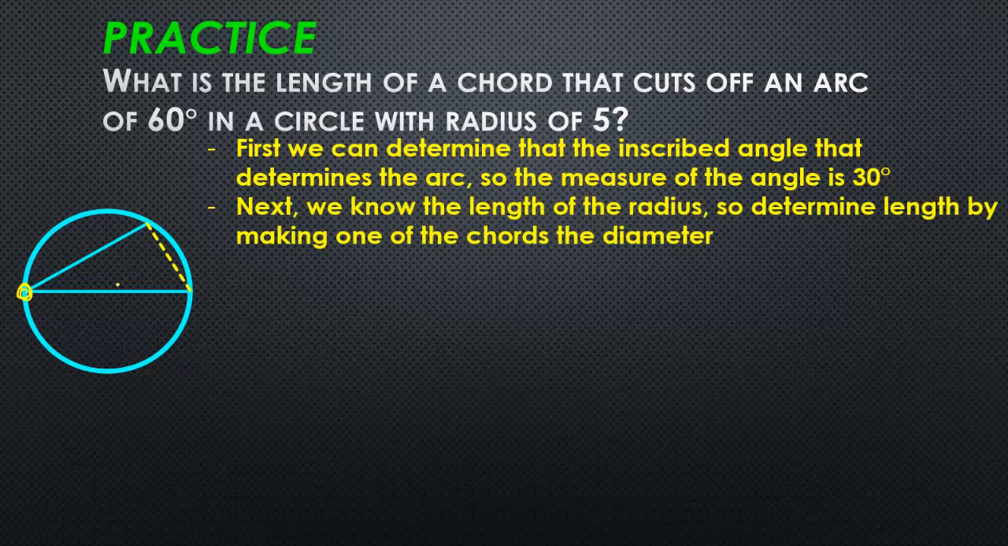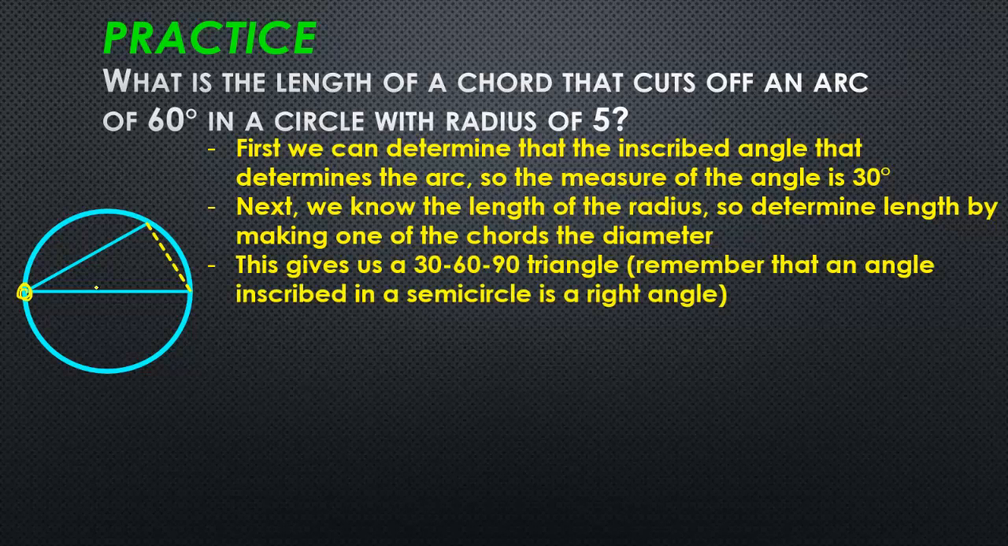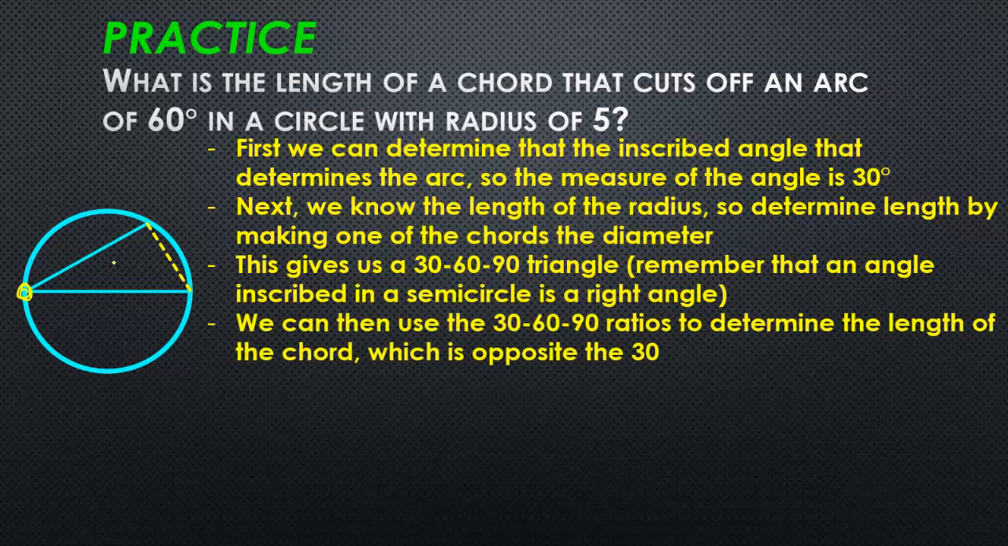We know the length of the radius, so if we wanted to, we could inscribe that angle by having one of its chords be the diameter, which makes it a semicircle, which gives us a right triangle. And if this is 30, this is a 30, 60, 90 triangle. Then we can use the 30, 60, 90 ratios to determine the length of the chord, which is opposite the 30. Remember 30, 60, 90? I'll put it up here. This is x, this is x root 3, and that's 2x. So this is opposite our 30.